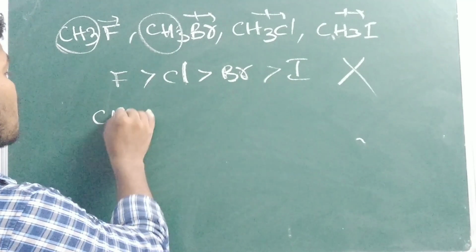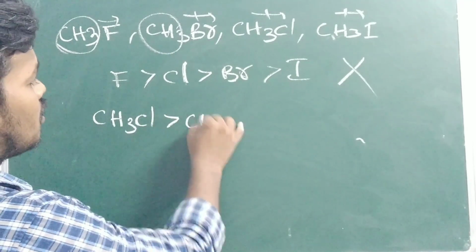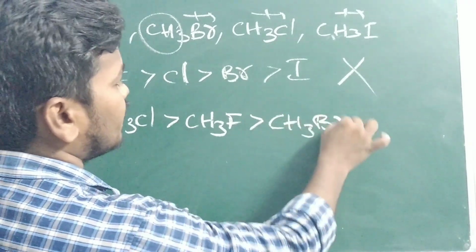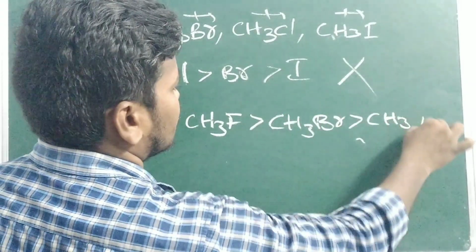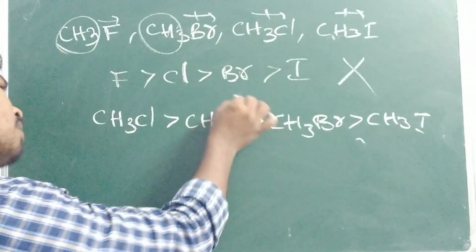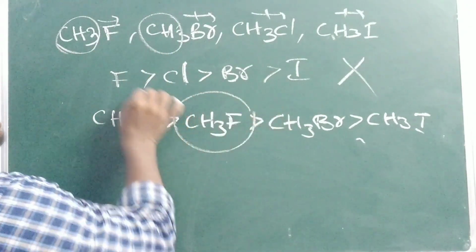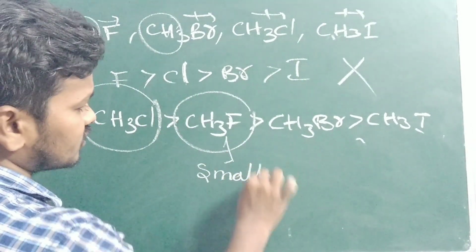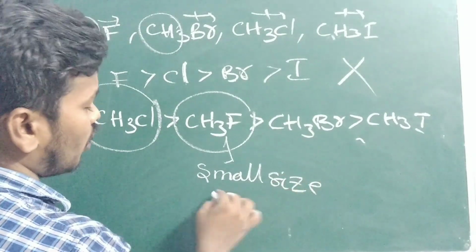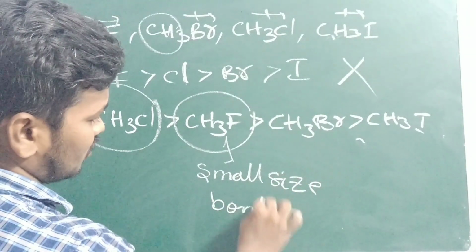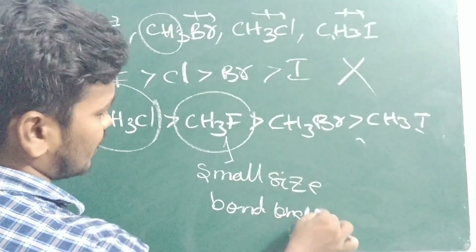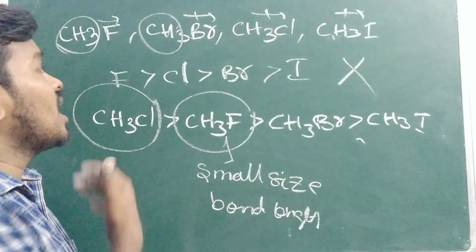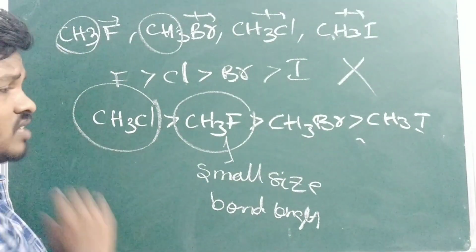The correct order is methyl chloride, bromide and iodine. Why? Because of course fluorine has more electronegativity and more electron affinity, and it has a small size, so the bond length will also be small due to the small size. That's why methyl chloride has the highest dipole moment.